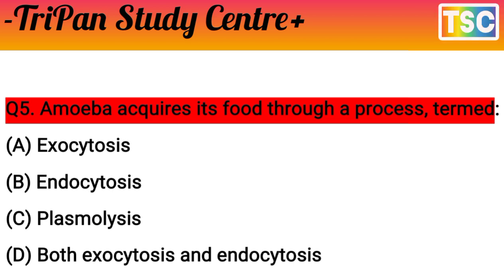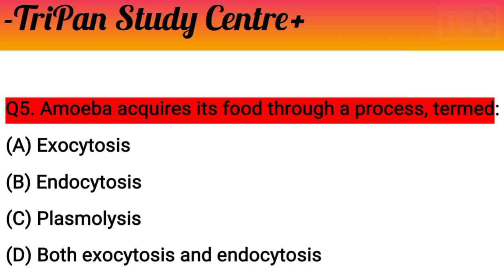You know that question is very interesting. Amoeba acquires its food through a process termed... But one important factor here, amoeba acquires its food through a process termed endocytosis. Endocytosis is the ingestion of material by the cell through their plasma membranes. That's the most important thing here.